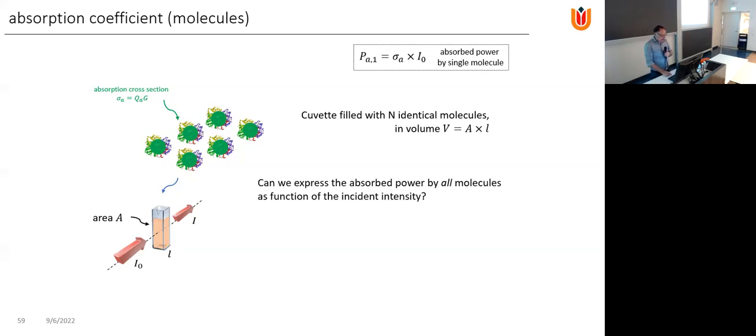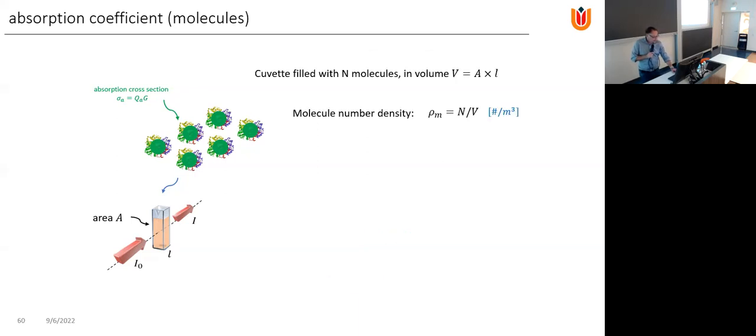So now the goal is to express the absorbed power by all of these molecules as a function of the incident intensity. Because we have these molecules and they're all identical, they all see the same incident intensity, the same watt per square meter. So that means that the total absorbed power is simply n times the absorption cross section of a single molecule times the incident intensity. Or if you want, the total absorption cross section for the molecules in this cuvette is simply the sum of the individual absorption cross sections.